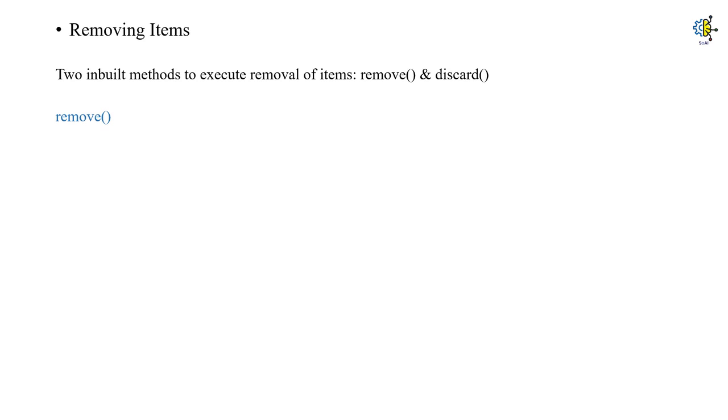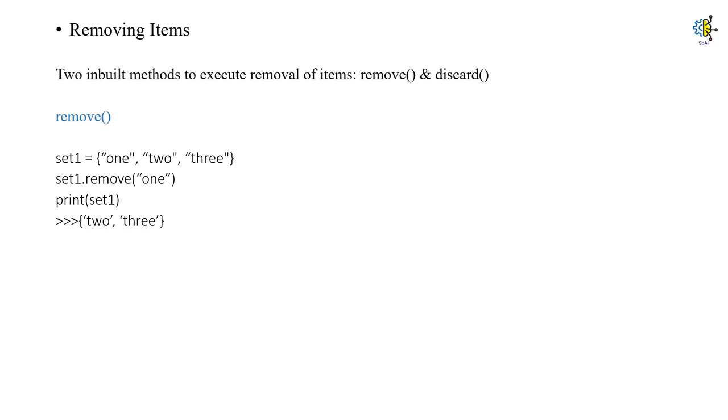How do you remove items from a set? There are two inbuilt methods to execute removal of items in a set, which are remove and discard. The remove method. Here we have an existing set set1 whose values are 1, 2 and 3. Now I am removing the value 1 using the remove method. So the command says set1.remove(1). If I print set1 now, you can see that the output is 2 and 3, which means that the value 1 has been successfully removed from the set set1.